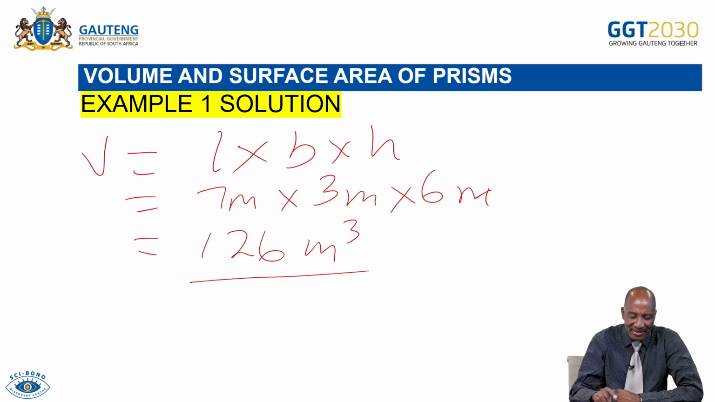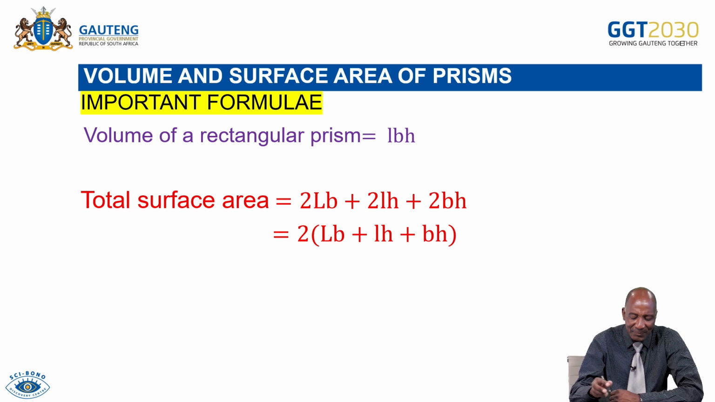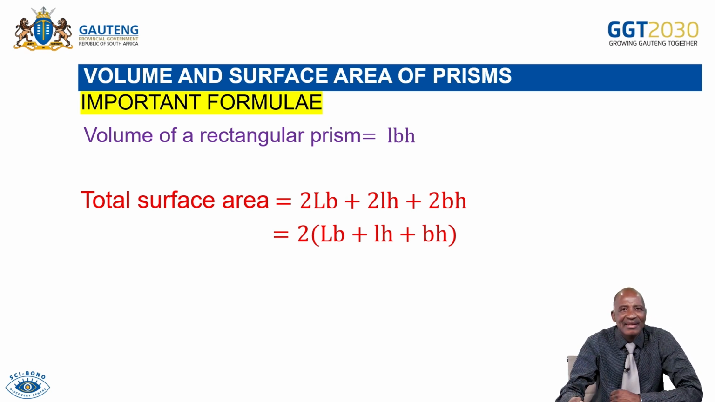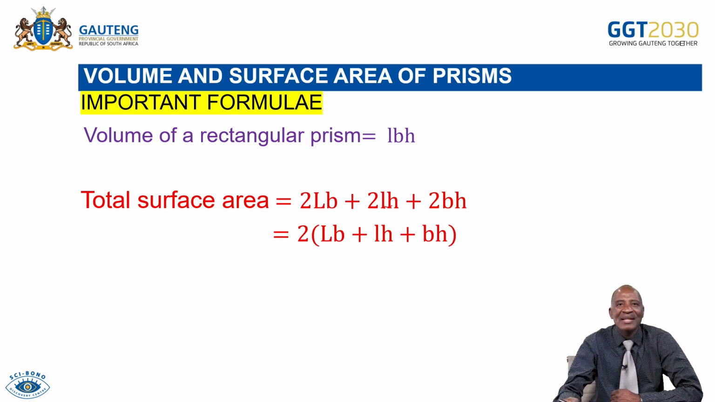Then we move on to the total surface area. Remember, for the total surface area, there are some pairs there. There is the length and the breadth. There is the length and the height. There is the breadth and the height. You will realize that L must appear twice. B must also appear twice. And H must appear twice.